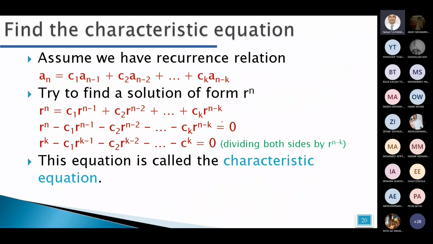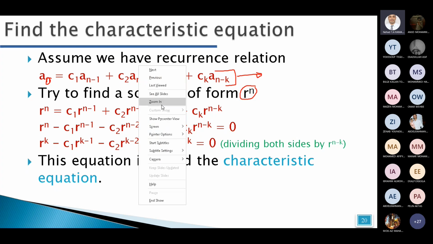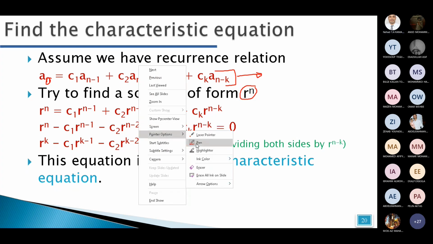We have here a recurrence relation. How to get the characteristic equation from it? To find the characteristic equation, we need to write it as r to the power n. Instead of a_n, I will write r^n, r^(n-1), r^(n-2). So rewrite this with r. Instead of a_n, a sub n, we will write it as r^n. This is the characteristic equation.